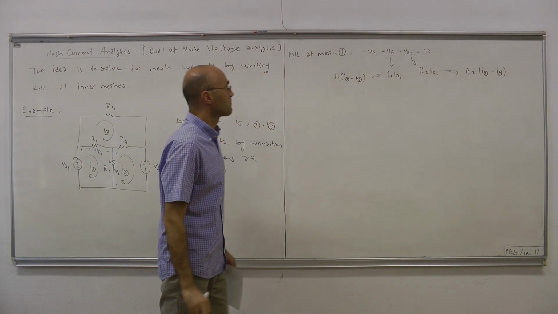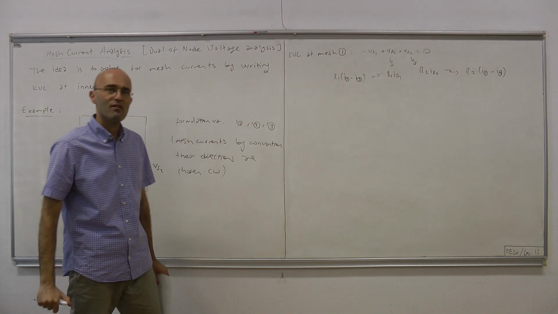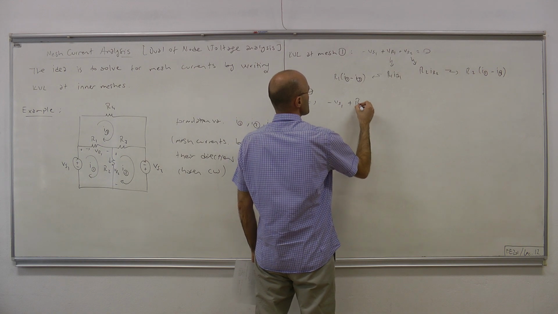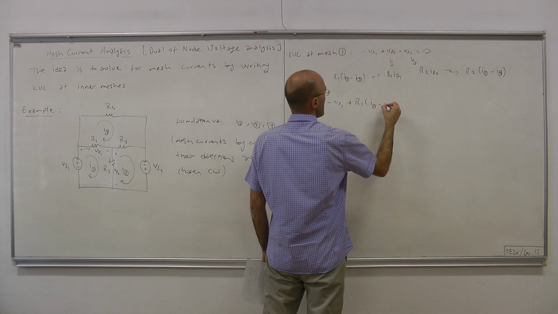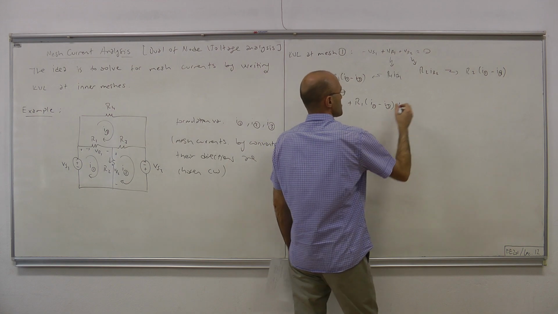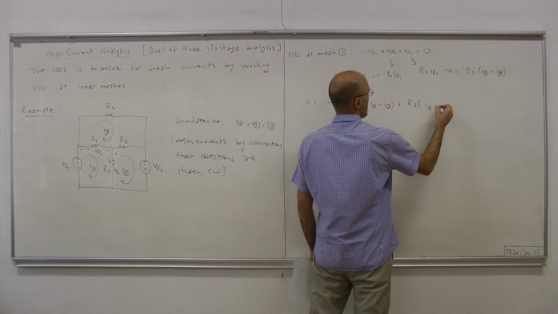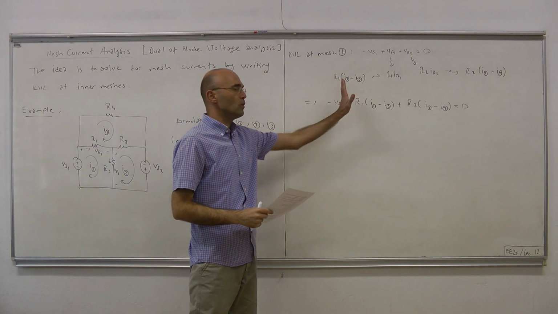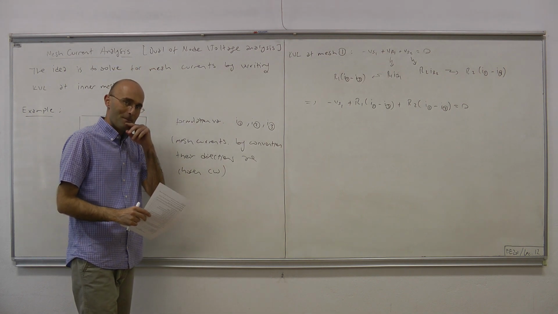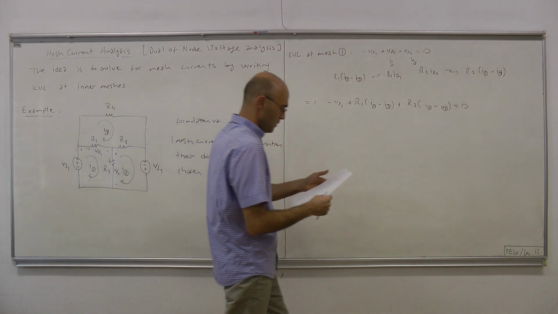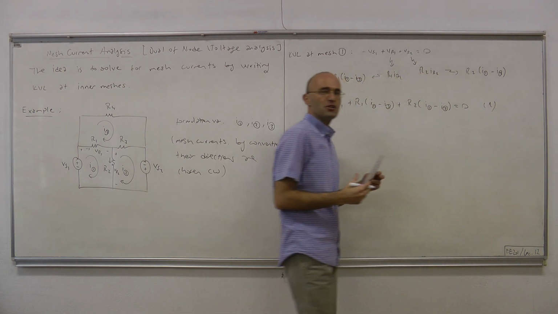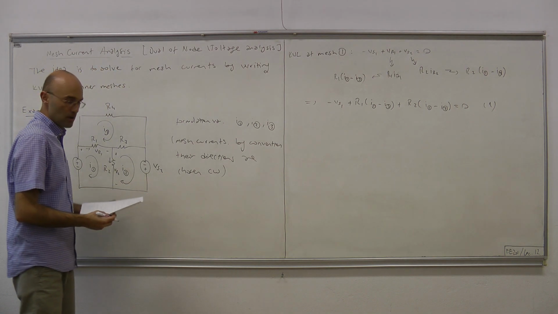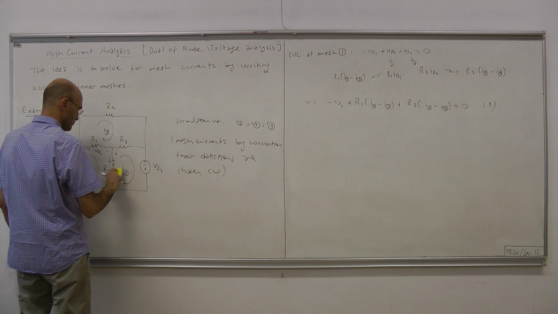Therefore, we can rewrite that equation in terms of our formulation variables, and that gives us Vs1 plus R1 times I1 minus I3 plus R2 times I1 minus I2 equals 0. And now we're happy with this equation because it's only in terms of our formulation variables. So let's call this equation number 1. Let's quickly write down the remaining two equations by writing KVL at mesh number 2 and mesh number 3.